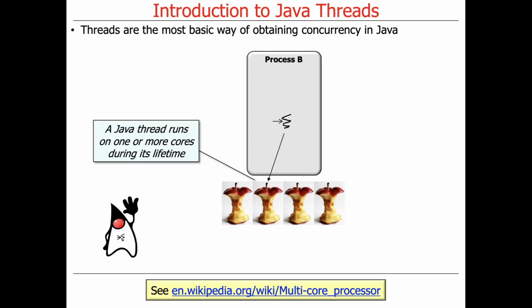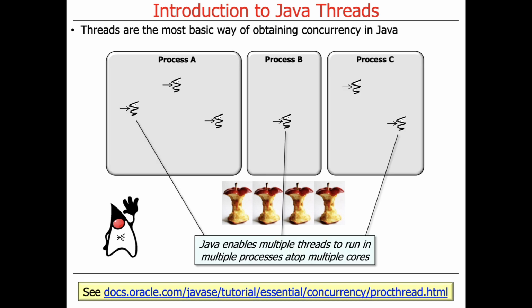A Java thread can run on one or more cores during its lifetime, so it may start running on one core, run for a while, then it will typically be preempted, letting other threads run, and then at some point when it gets rescheduled, it could very well run on a different core. It's really up to the operating system to decide where to schedule the threads.